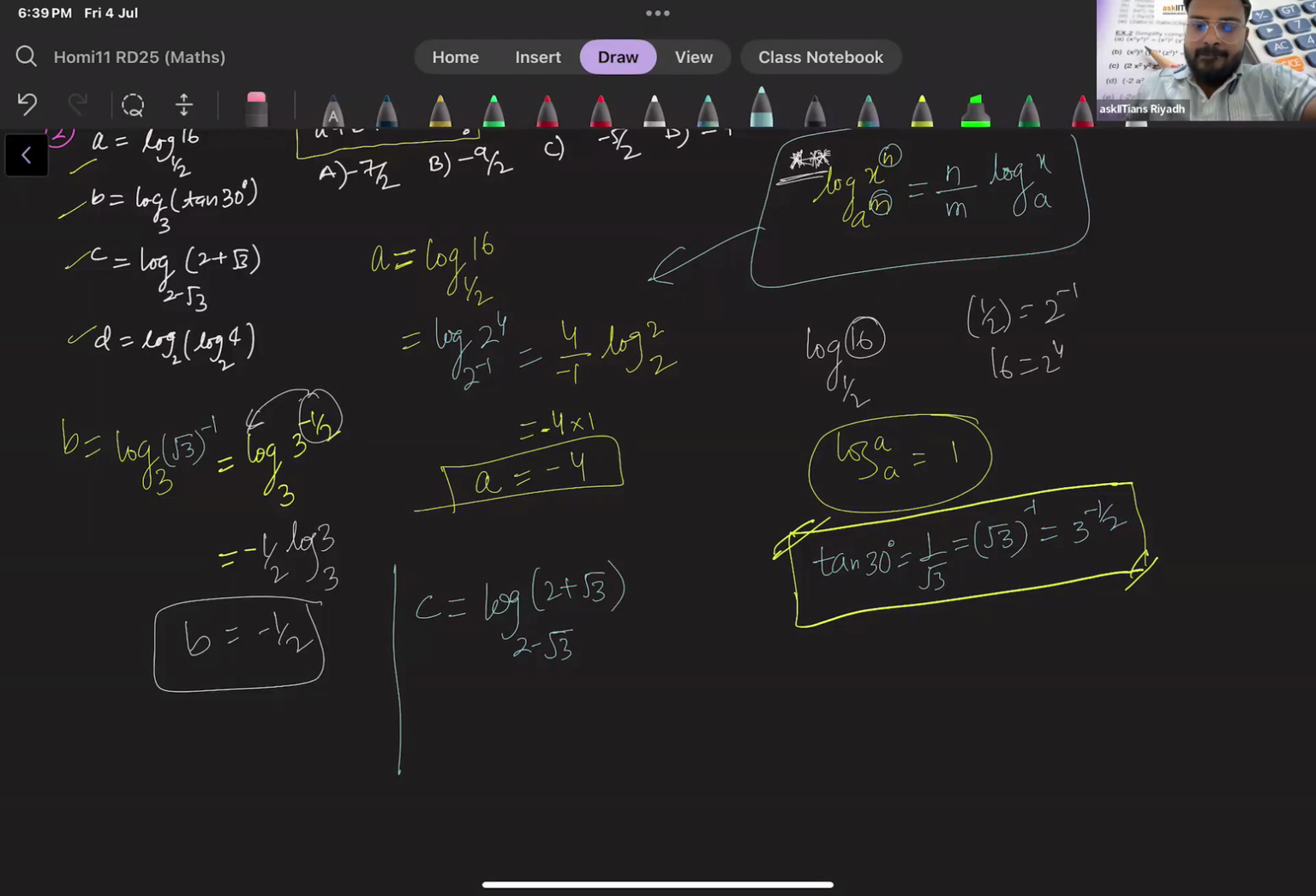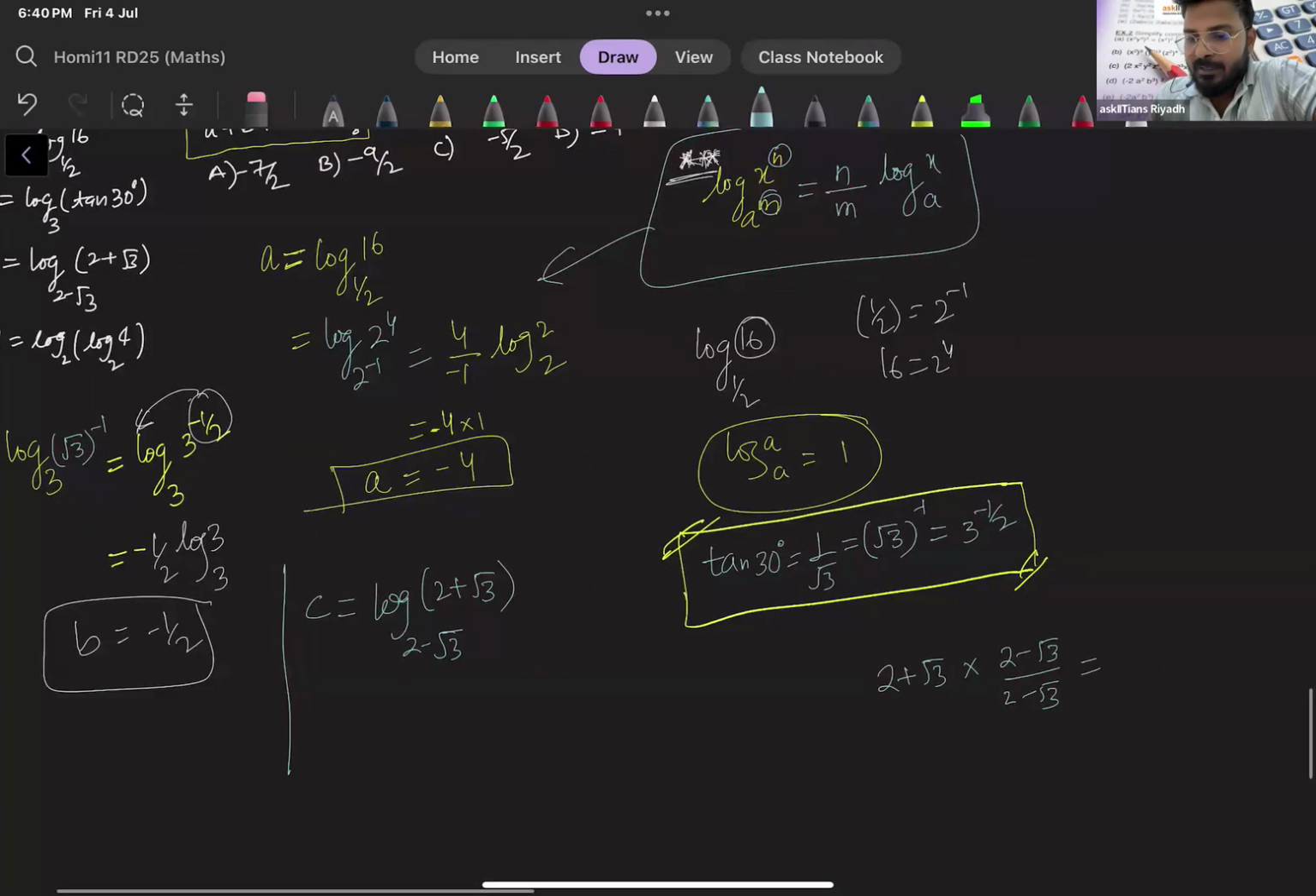Correct? And now, guys, you know what? We have to rationalize 2 plus root 3, both are conjugates of each other. Conjugate means what? If you rationalize 2 plus root 3, we need to multiply and divide by 2 minus root 3.